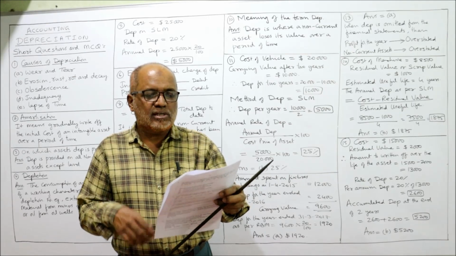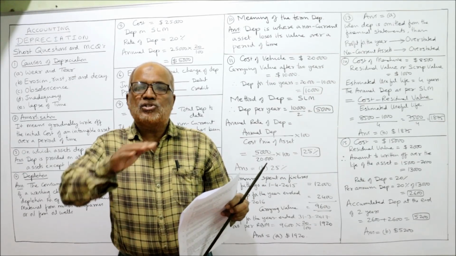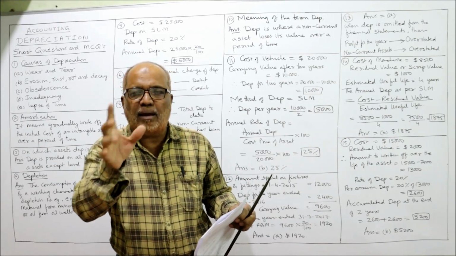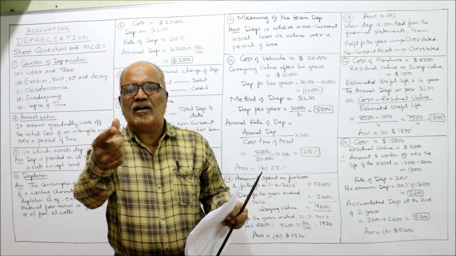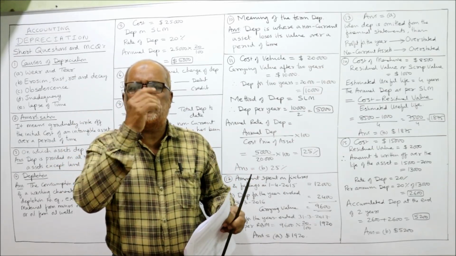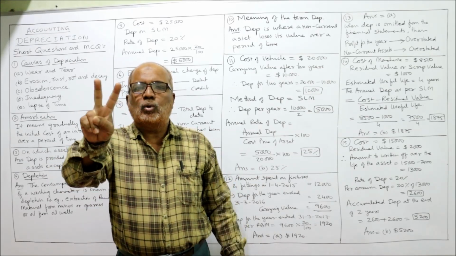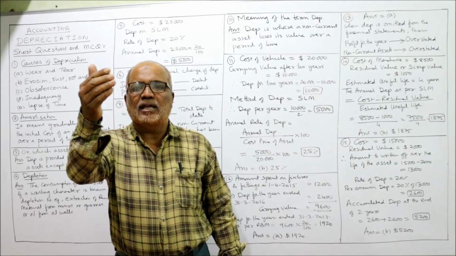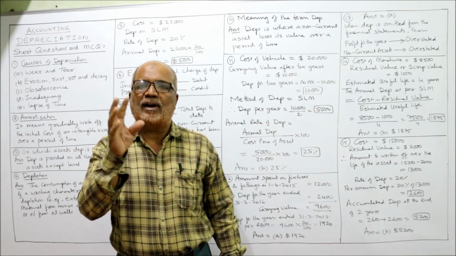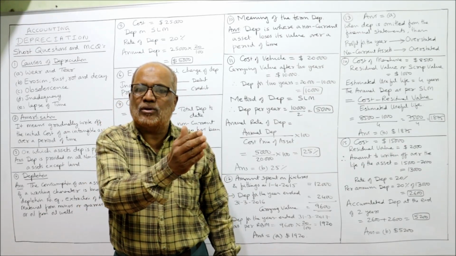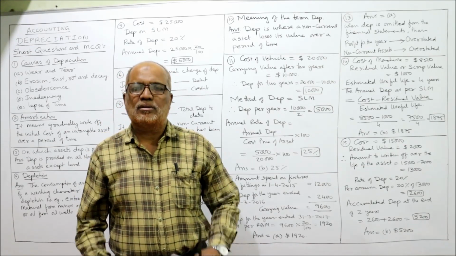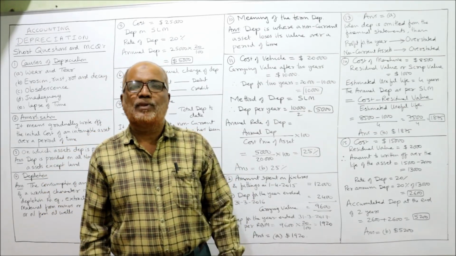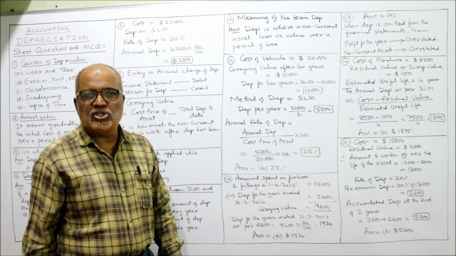Depreciation was calculated using straight line method. In straight line method, every year the amount of depreciation remains the same. So here for 2 years depreciation is 10,000. So for 1 year how much? 10,000 divided by 2, 5,000. So first year 5,000, second year 5,000. Now it is asking what annual depreciation rate has been used. What is the rate of depreciation which is used?